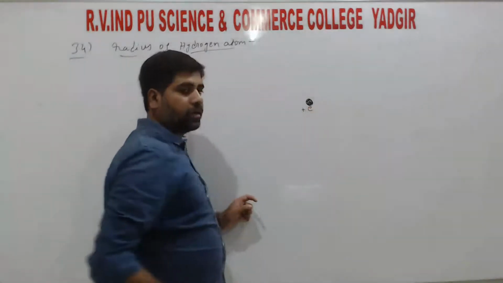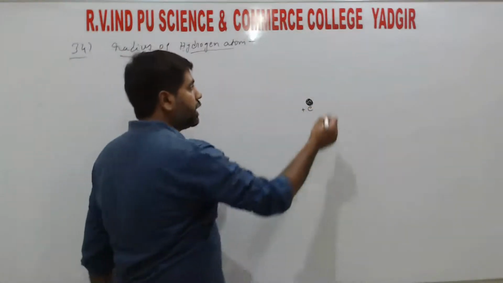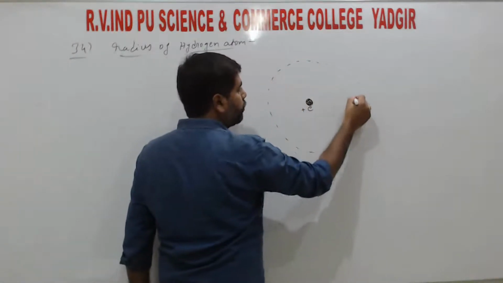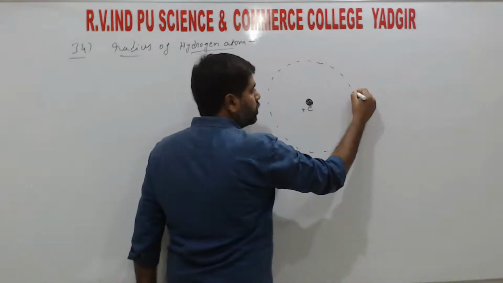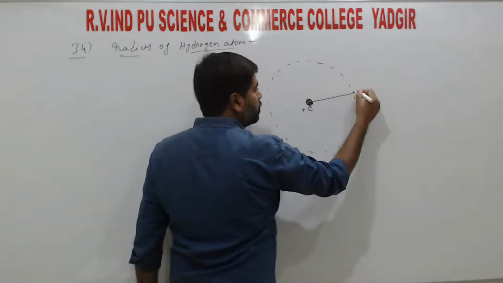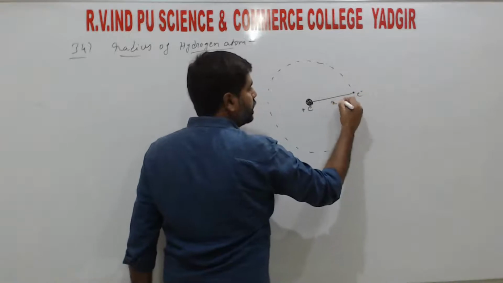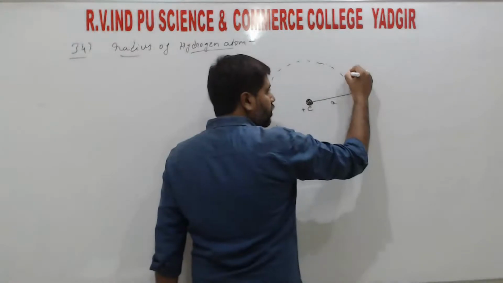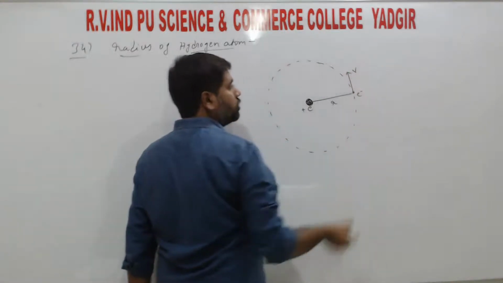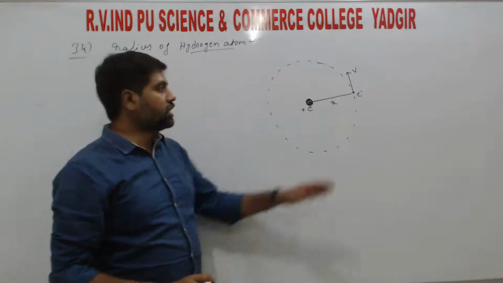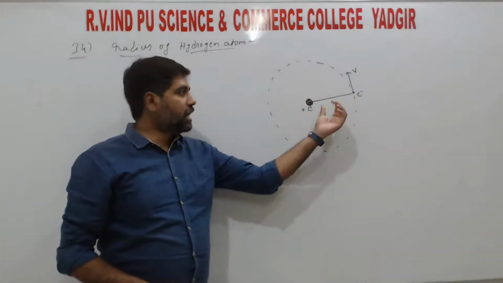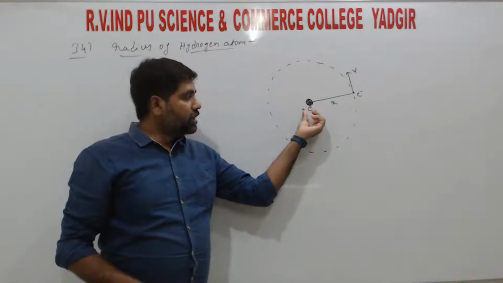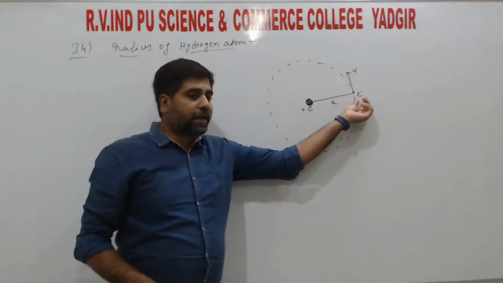So the nucleus is always positive, and the electron is revolving around the nucleus at a distance r from the nucleus, right? So somewhere here we consider the electron, at a distance r from the nucleus, moving with a velocity v. So the electron is revolving around the nucleus at a distance r, right? Here the nucleus is a positive charge and the electron is a negative charge.